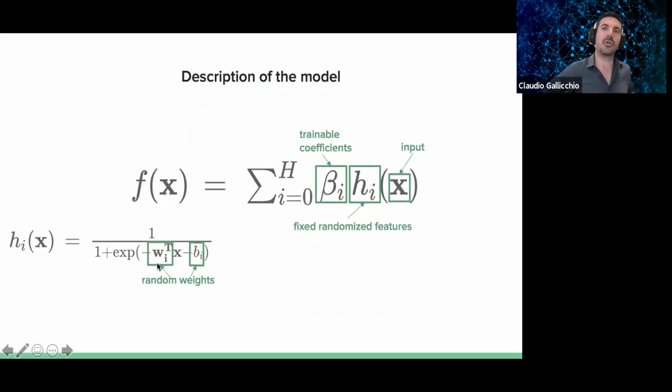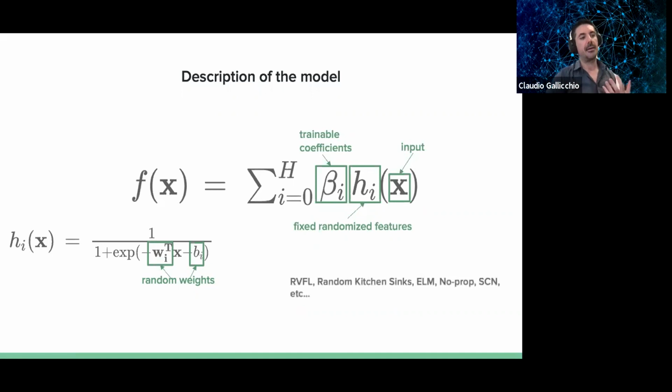These random weights can be chosen according to specific random distributions. And in the literature, there are several ways in which more or less this same idea is indicated, with slight differences in the different cases by different groups, but more or less the idea is the same. Just to mention them, we have random vector functional links, perhaps the most known name for this kind of models, random kitchen sinks, like mentioned previously, from the area of kernel machines, extreme learning machines, no-prop, stochastic configuration networks, etc. A number of ways in which this can be called.